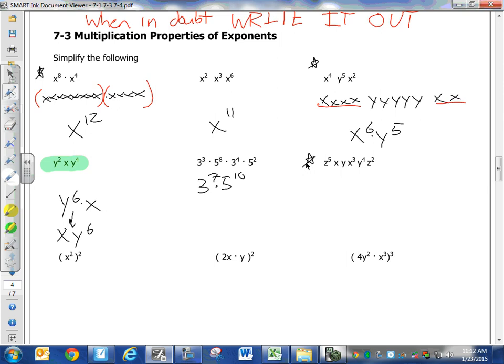How many x's are being multiplied together? How many y's are being multiplied together? How many z's are being multiplied together? Yes. No, that's not right. That's a good question, though. But let's talk about that.